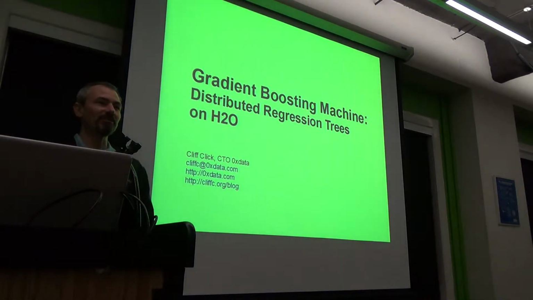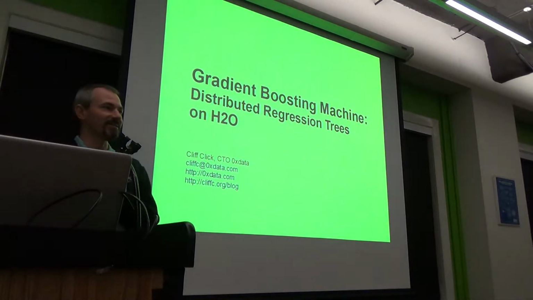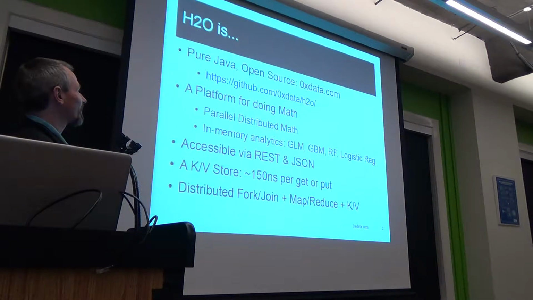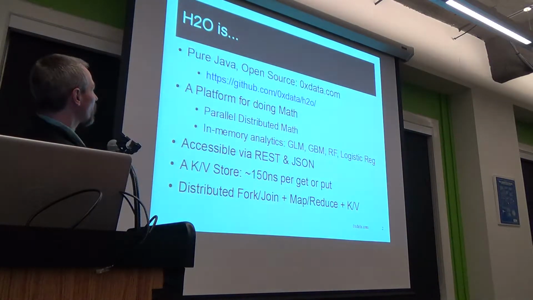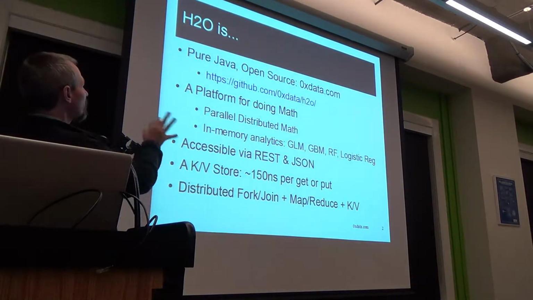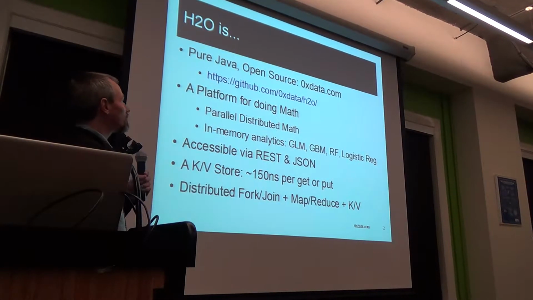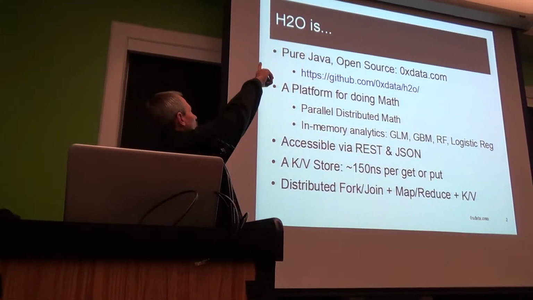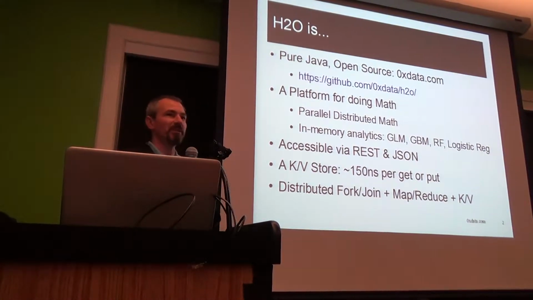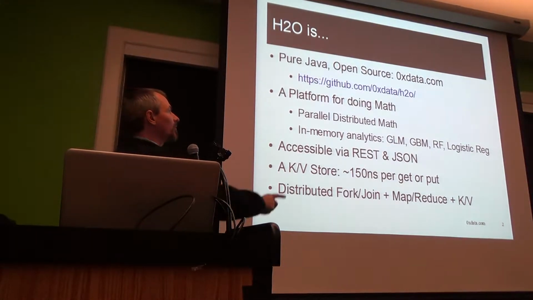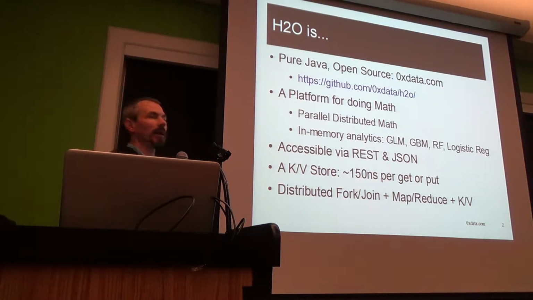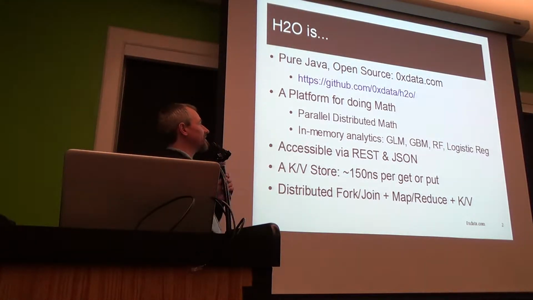The shift in direction I'm going to go here is that I'm the systems implementer, the engineering guy, and not the math guy. I'm implementing the math that people say works well, and I figure out how to make it go fast. What really is going on here is that GBM is built on a thing we call H2O, which is pure Java open source. Here's the GitHub link; you can download it and play with the source code. It's a platform for doing math, in particular parallel and distributed math, and we're using it to do a lot of in-memory analytics. So GBM, but also generalized linear modeling, random forest, logistic regression, k-means, and a number of other things.